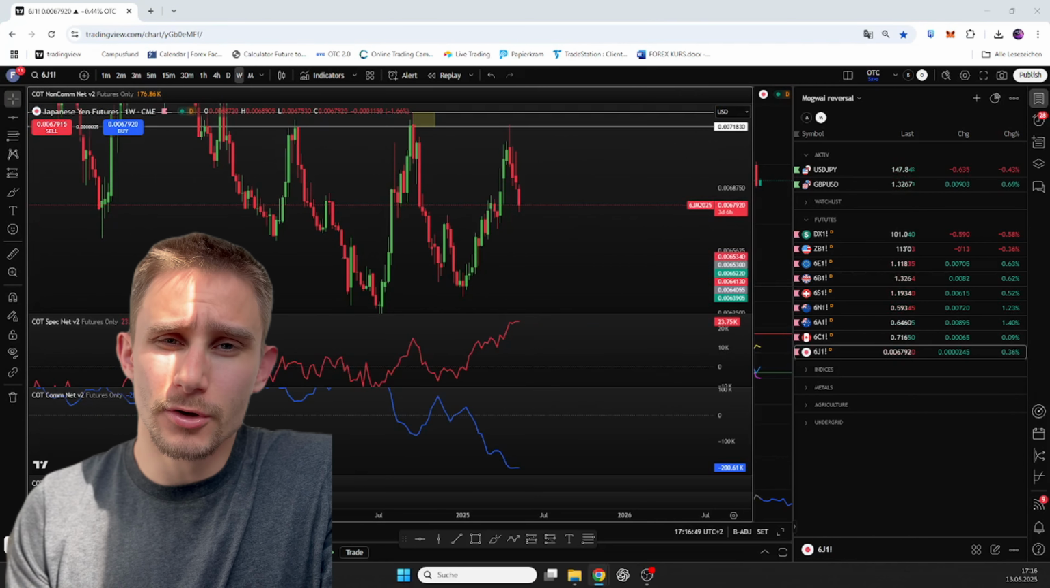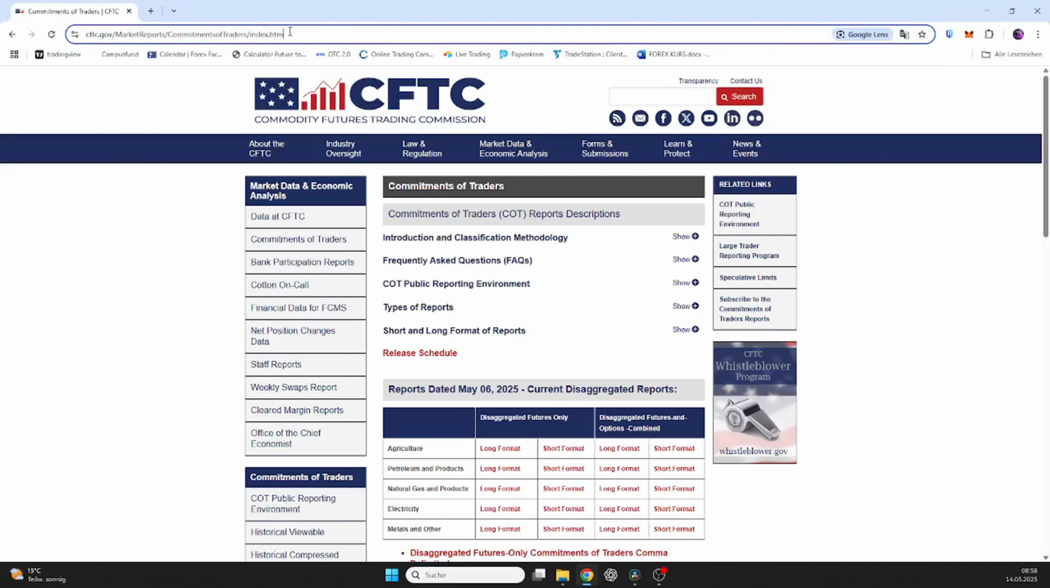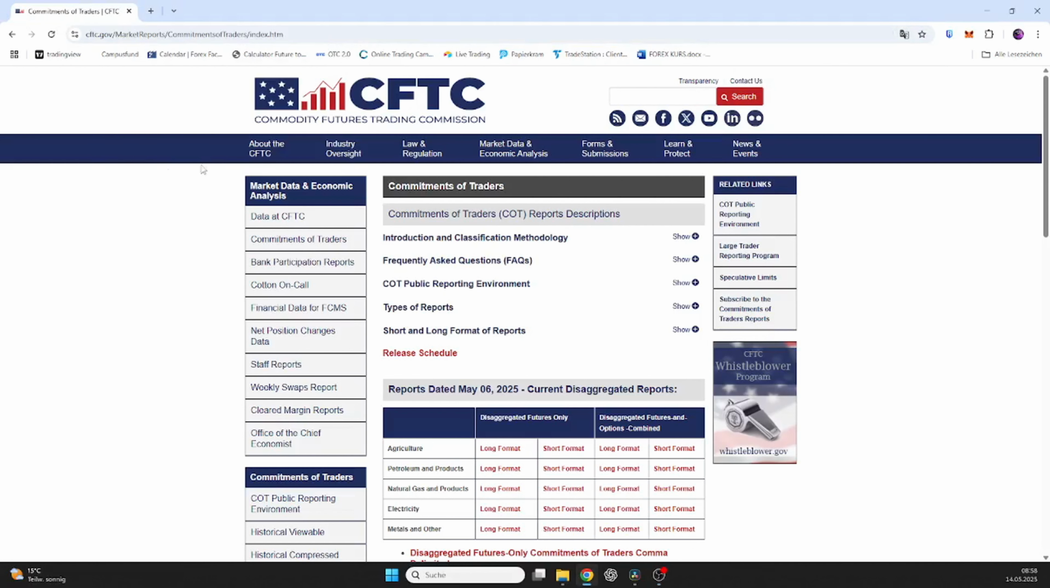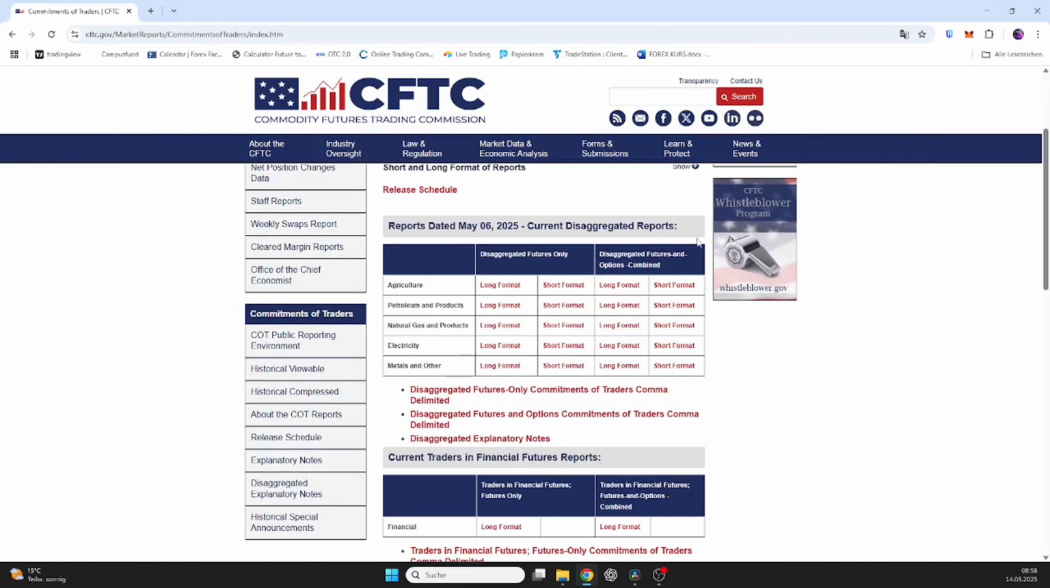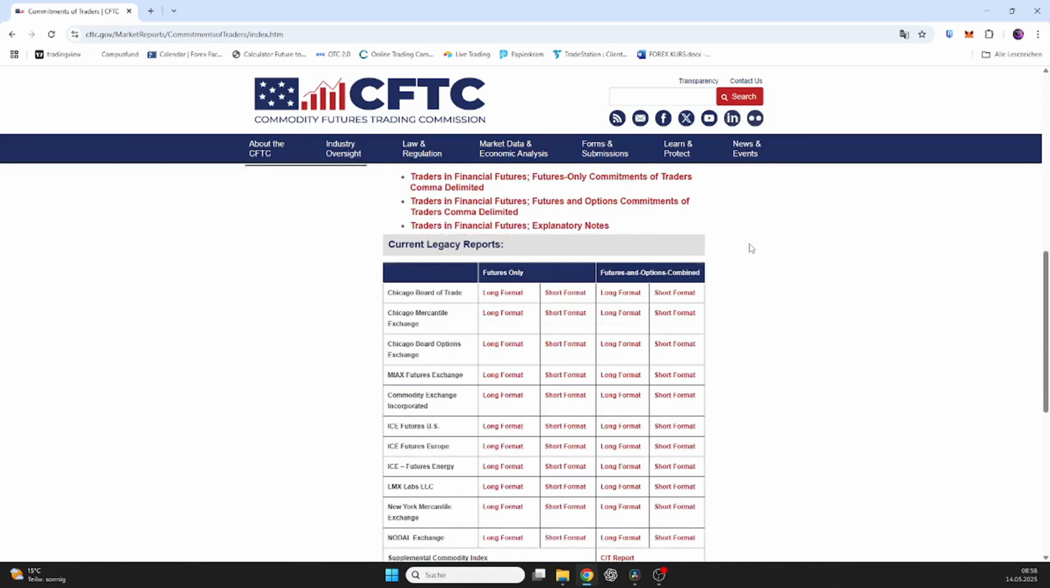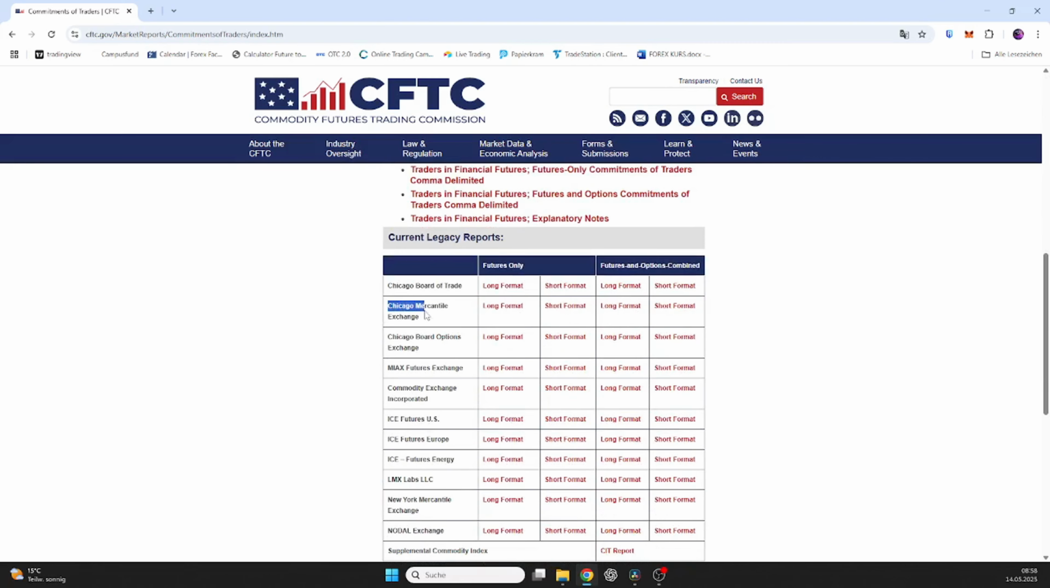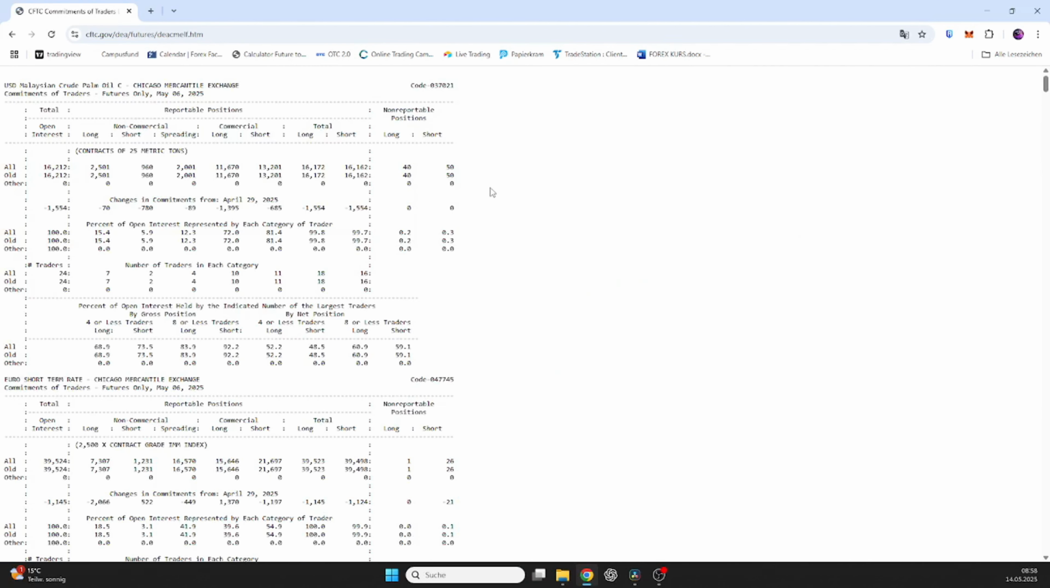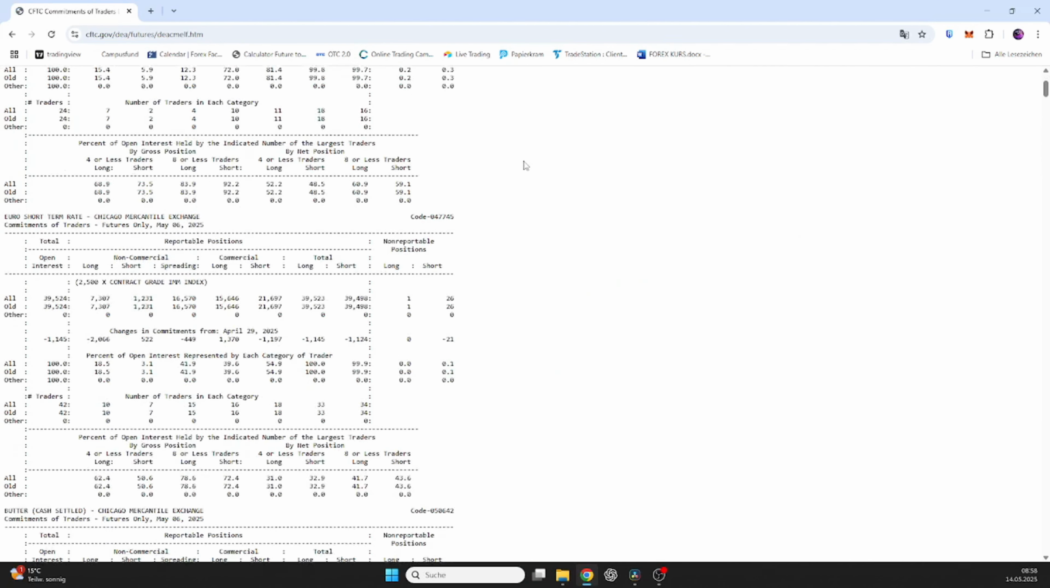COT means Commitment of Traders. It is published by the US Commodity Futures Trading Commission and shows the positioning of different types of traders in the futures markets. It gives insights into how commercial traders, non-commercial traders, and small traders are positioned.